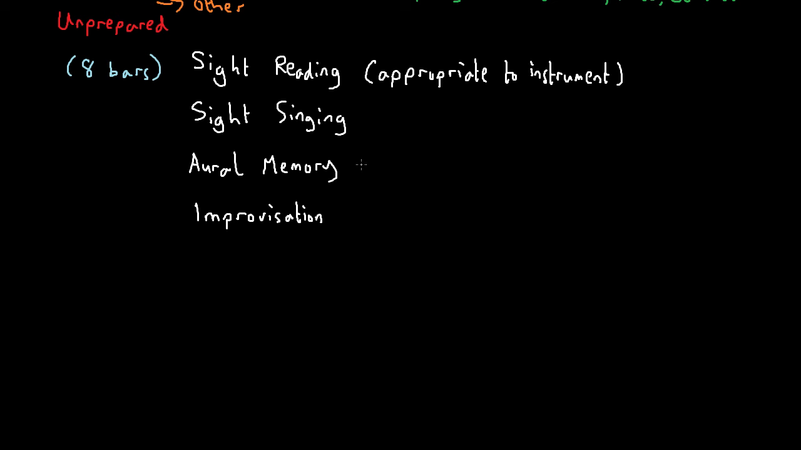Oral memory is essentially a clapping test, and this is probably the easiest of all the unprepared options, and for that reason most people will usually tend to do the clapping test. This is essentially that you're played a melody that's going to be 8 bars long, and you then have to clap back the rhythm of that melody. You're given a couple of seconds to think it through in your head, and then you clap back the rhythm of that melody. Like I said, it's the easiest option, and for that reason it's probably the one most commonly done by people.